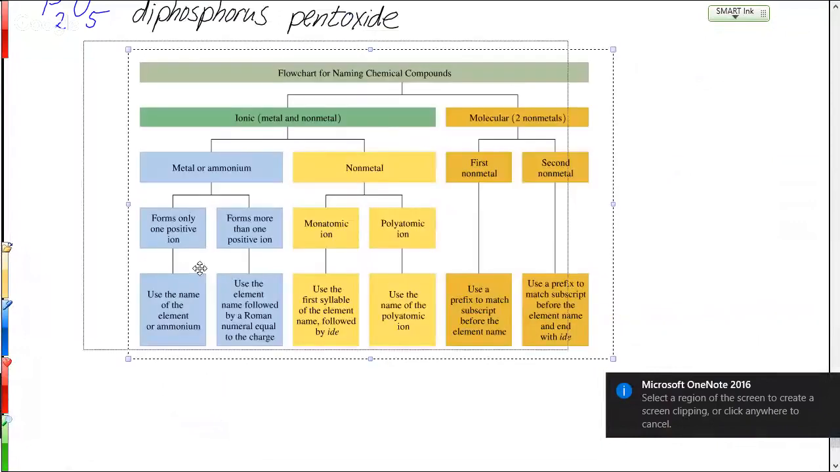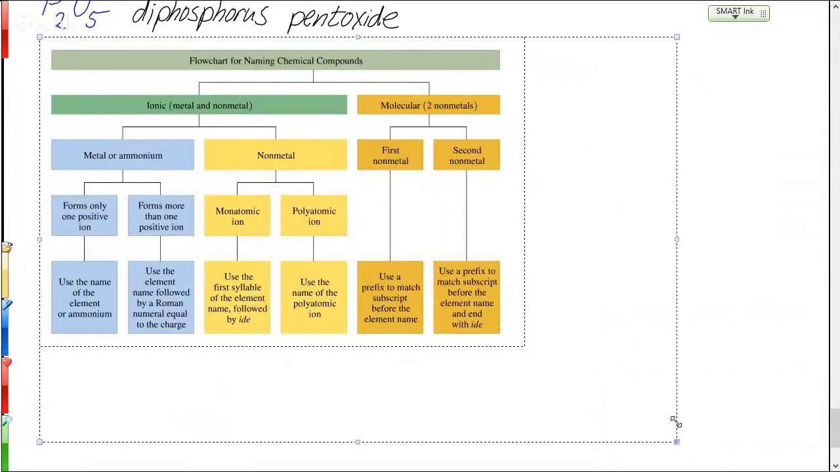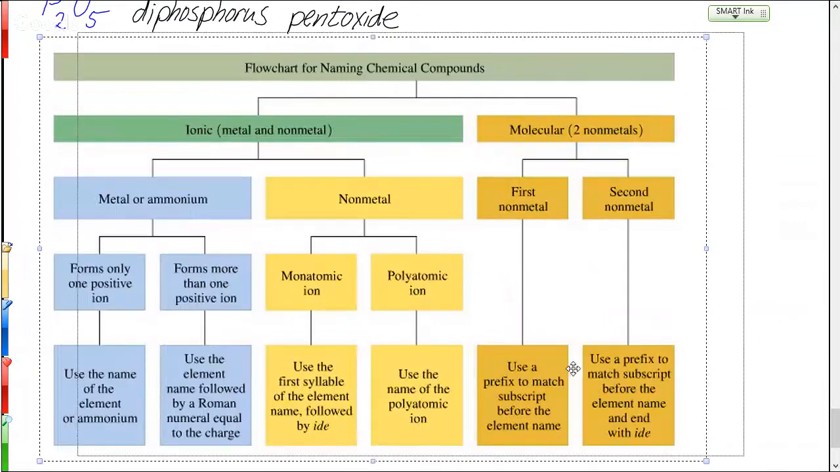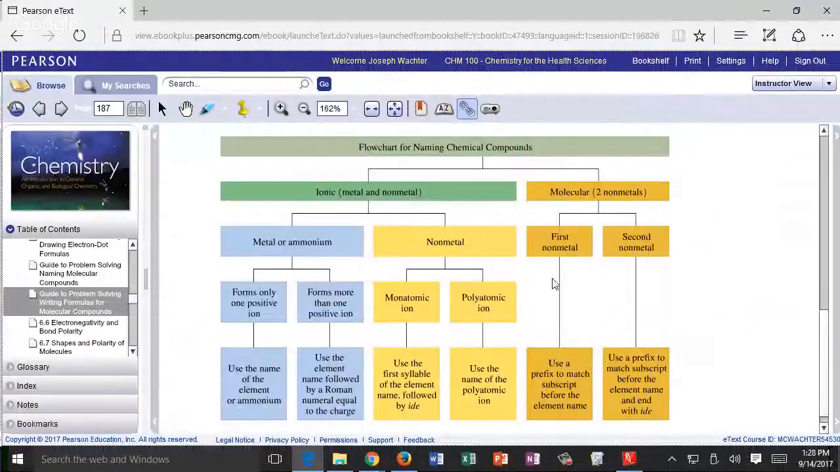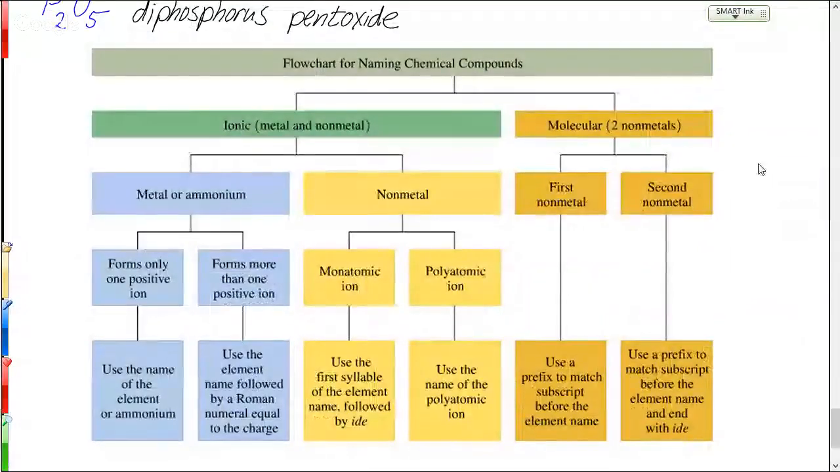So let's put it here. I realize it might be a little small for you to read from where you're sitting. What page is this? This is on page 187. But what you're going to do first is something that we haven't done yet, because we just learned the molecular compounds. The first thing is to decide whether this is ionic or covalent, because they have different ways of naming.